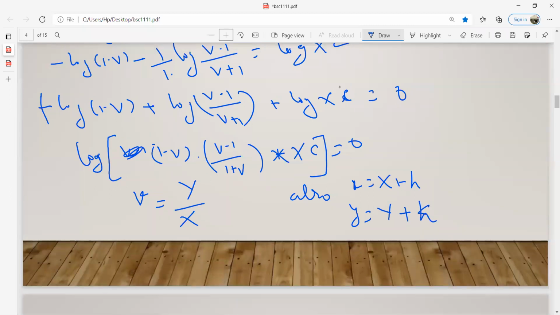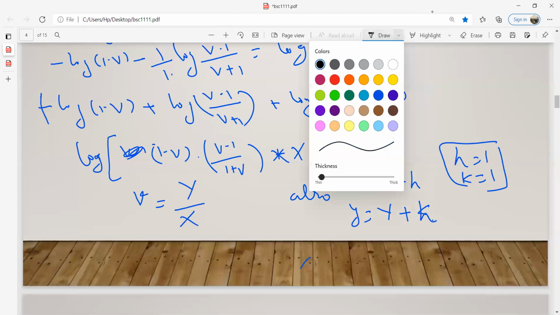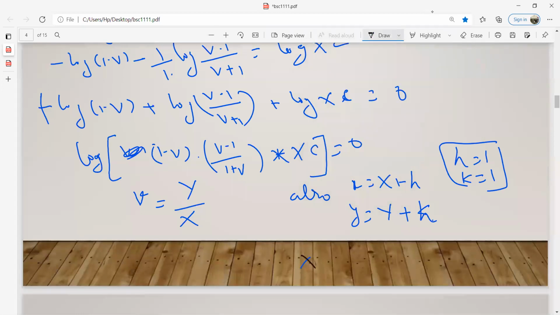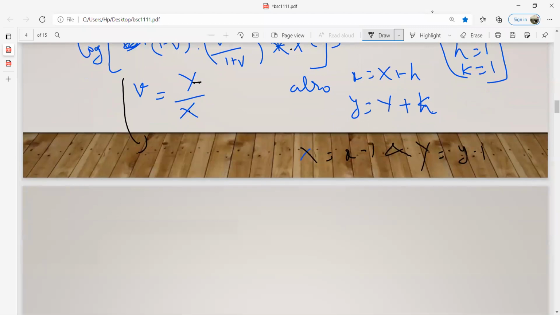The value of h and k is equal to 1, h equal to 1, k equal to 1. So we have to take here h and k equal to 1. So capital X equal to small x minus 1 and capital Y equal to small y minus 1. So put these values here, y and x, also x. After that you have to just simplify this and find the solution.